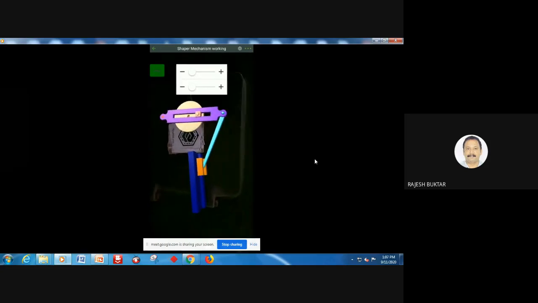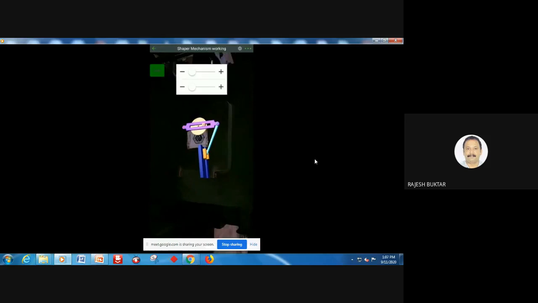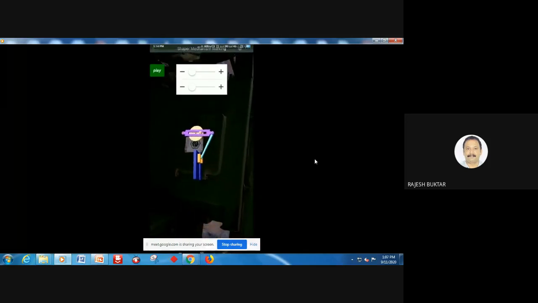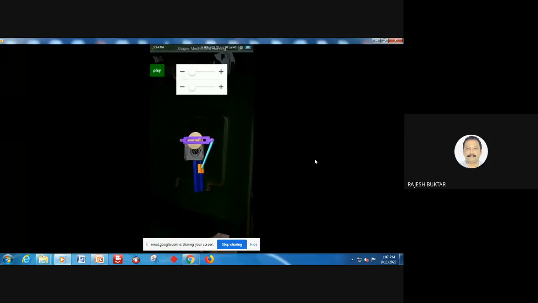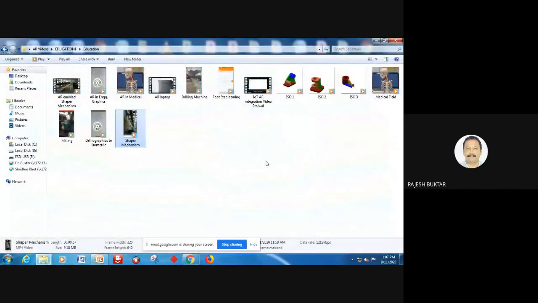Look, this is how the rocker mechanism works, because of which the shaper goes front and back. The movement of the shaper mechanism is because of this mechanism. So how you can see that this augmented reality can also be used in academics. So sky is the limit, as I said, because visualization power is associated with augmented reality.